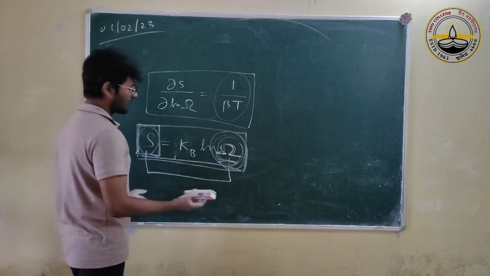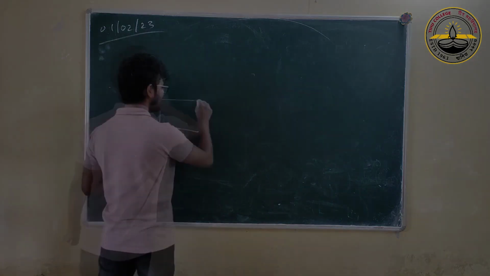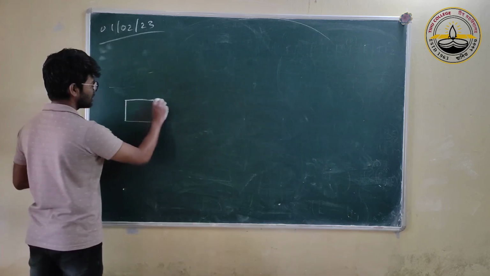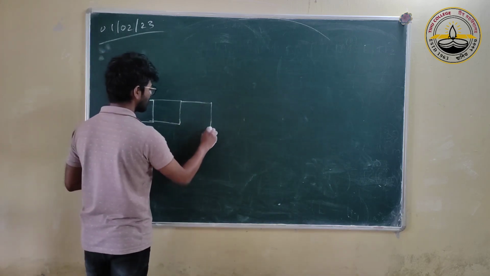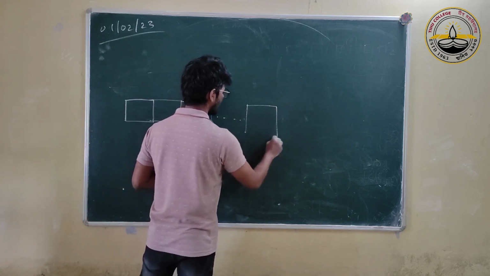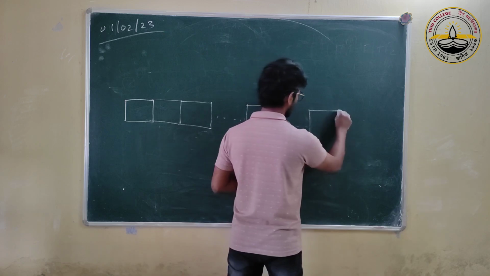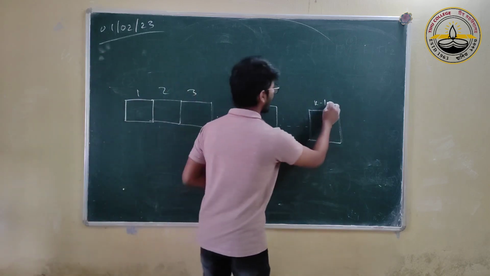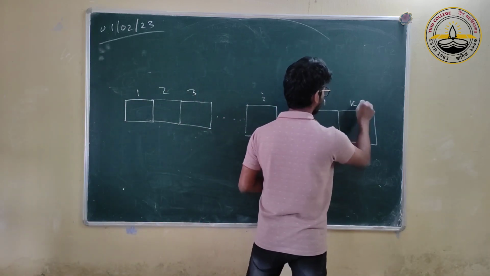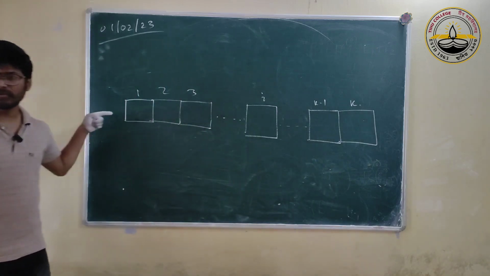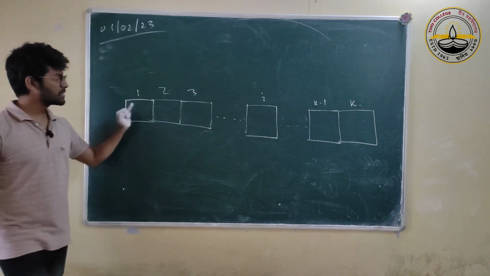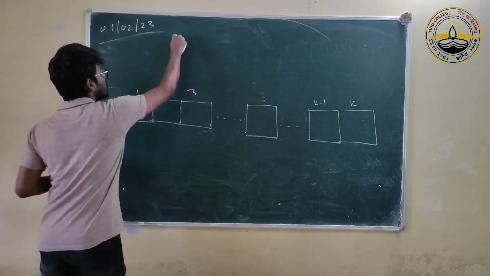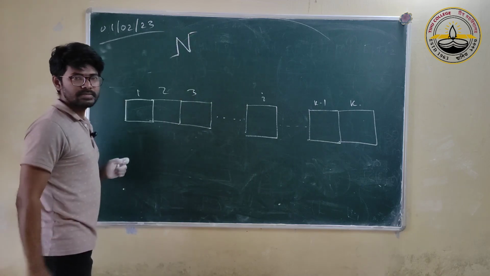It's engraved on the grave of Boltzmann. So let's say we have some boxes like this, compartments. 1 box, 2 box, 3 box, dot, dot, dot, ith box, and then some k minus 1th box. So 1, 2, 3, and then kth box. So we have k number of boxes. First, second, third, k minus 1, k. K boxes. And I gave you n number of particles.